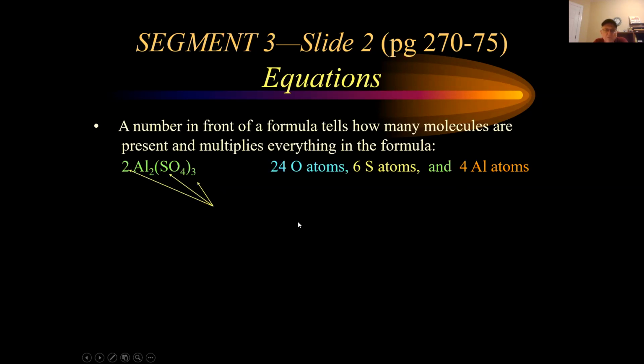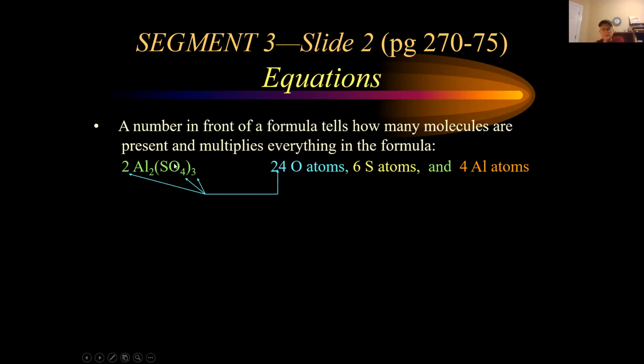If I want to do sulfur, sulfur is inside sulfate. There's 1 sulfur in sulfate, but there's 3 of them. So it's 3 times 2 is 6 sulfur atoms. And then if I want the oxygen, it's 2 times everything. We have 3 sulfates, and each sulfate has 4. So it's 3 times 4 times 2 is 24. So you have to be able to do this to do our next exercise on balancing equations. And I just wanted to reemphasize how you handle the 2.